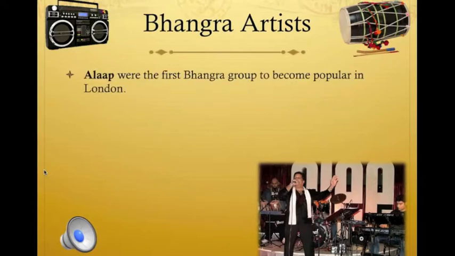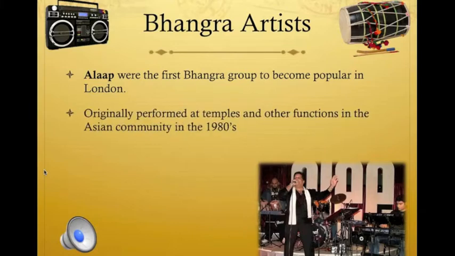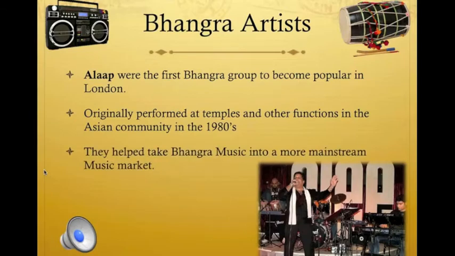Okay, Bhangra artists. Alap were the first Bhangra group to become popular in London, and again this is back in the 1980s. They originally performed at temples and other functions in the Asian communities, and they helped take Bhangra music into a more mainstream music market. We're going to have a little listen to one of their songs now.